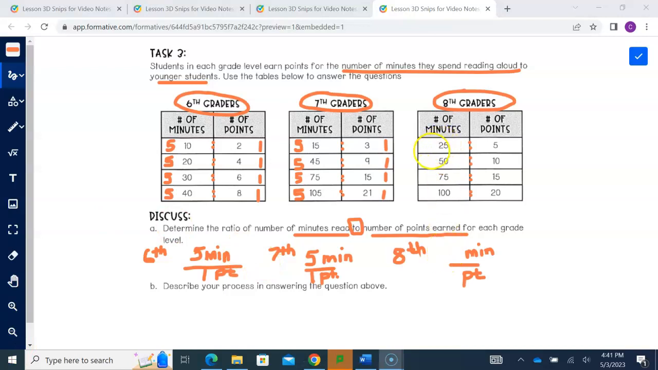Okay, so the 8th grade, when we're looking at that ratio, 7th and 6th have the same. The 8th grade, 25 to 5. Well, that reduces to 5 to 1. 50 to 10 reduces to 5 to 1. 75 to 15 also reduces to 5 to 1. If we write it as a fraction and put it into lowest terms, we're getting a 5 to 1. 100 to 20, 5 to 1. So these also have a 5 minute. Every 5 minutes they spend reading to the kids, they get a point.